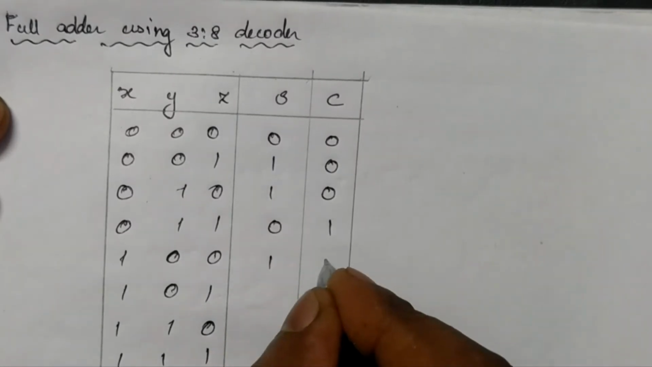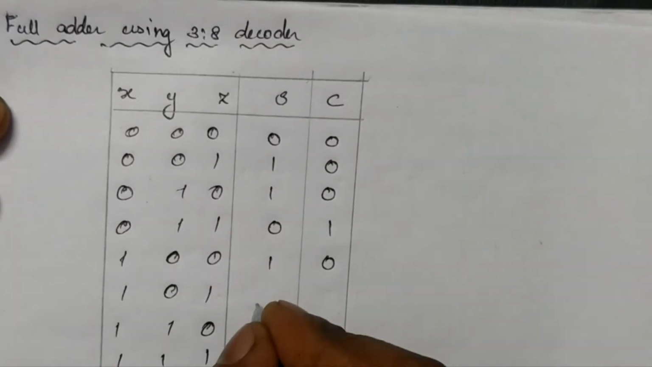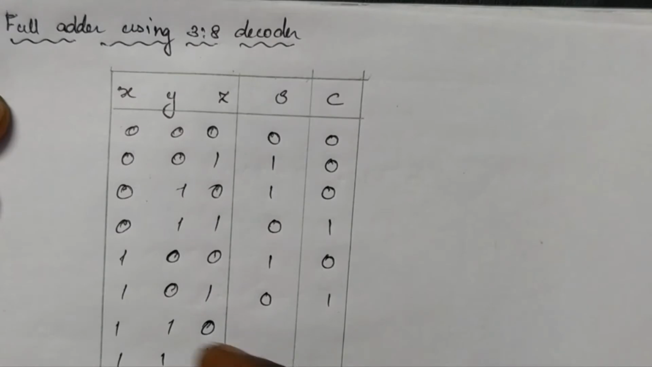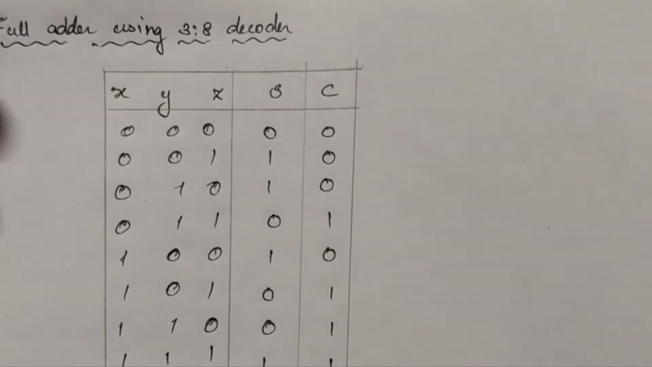Here also sum 1, carry 0. Here sum 0, carry 1. Sum 0, carry 1. Here sum 1, carry also 1. Now we can go for the implementation.